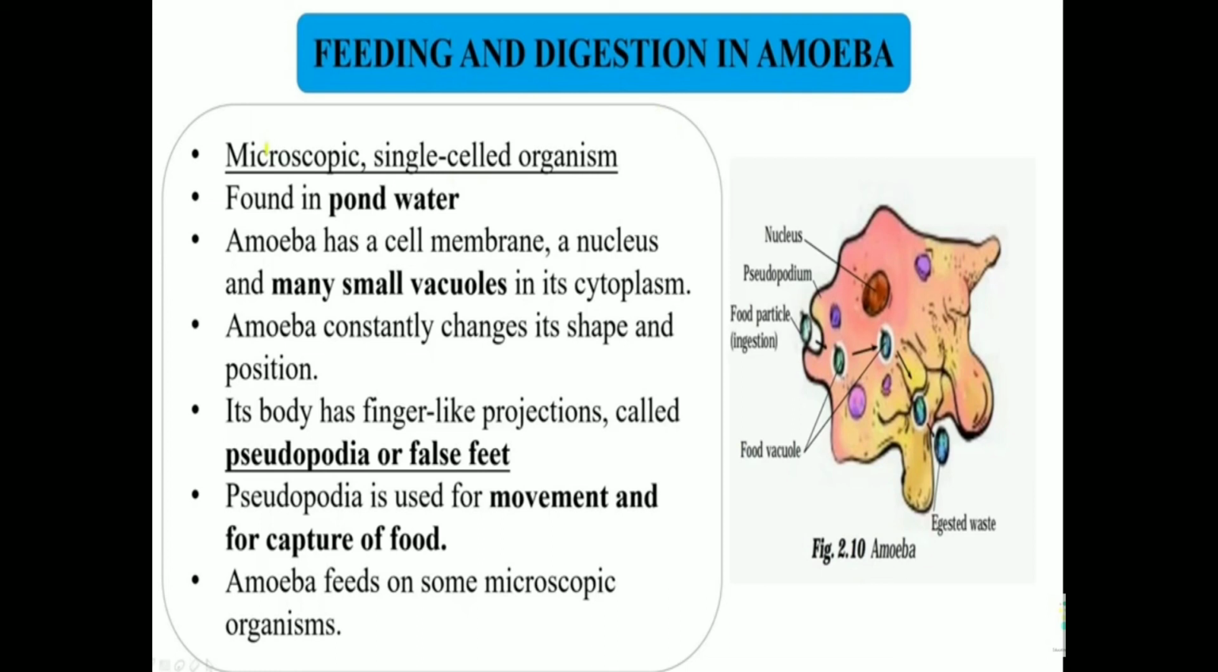Now we will talk about feeding and digestion in amoeba. What is amoeba? Amoeba is a microscopic single-celled organism found in pond water. Amoeba has a cell membrane, this is the cell membrane of amoeba, a nucleus, this is the nucleus, and many small vacuoles in the cytoplasm. There is no fixed shape of amoeba. It constantly changes its shape and position.